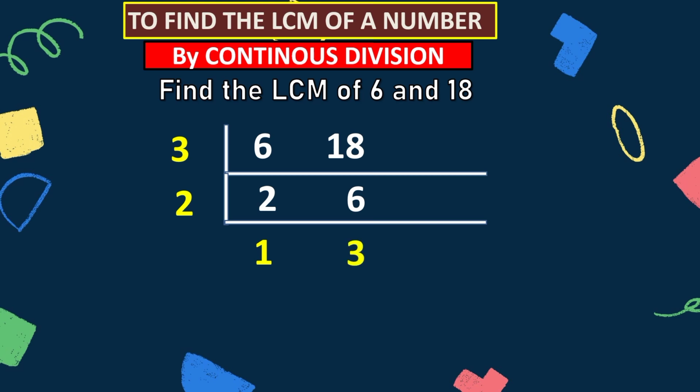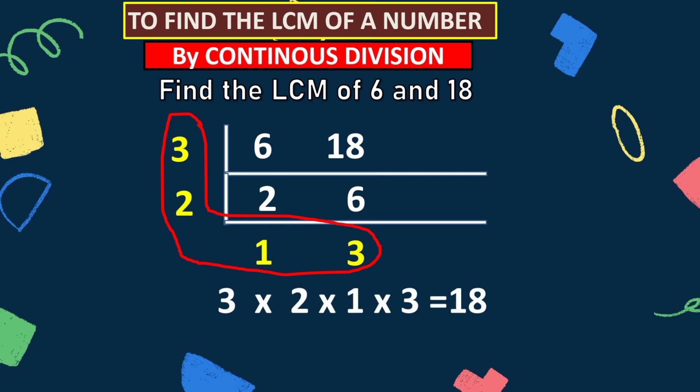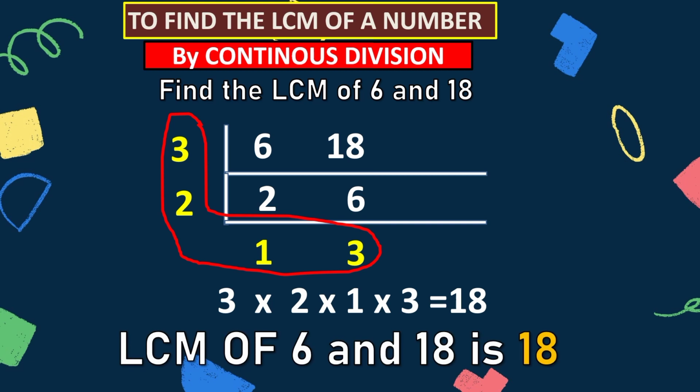As you notice, there is no number that can divide both 1 and 3. Now, let's make what we call the L-shaped multiplication process. Multiply all the numbers inside the L shape to find the LCM. 3 times 2 times 1 times 3 is 18. Thus, the LCM of 6 and 18 is 18.